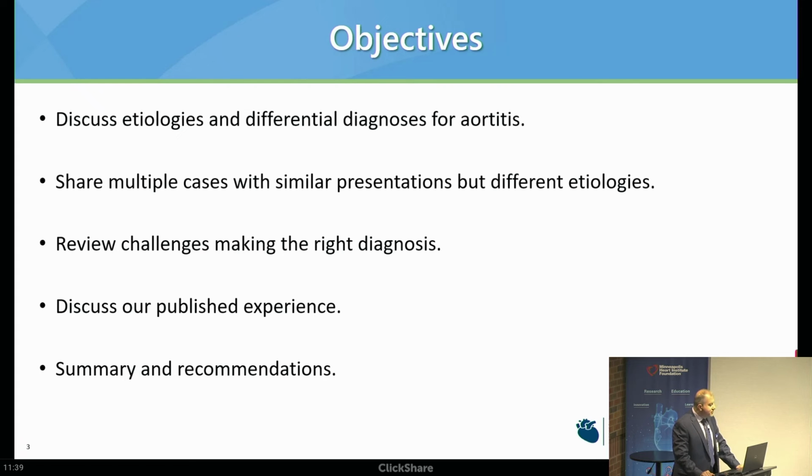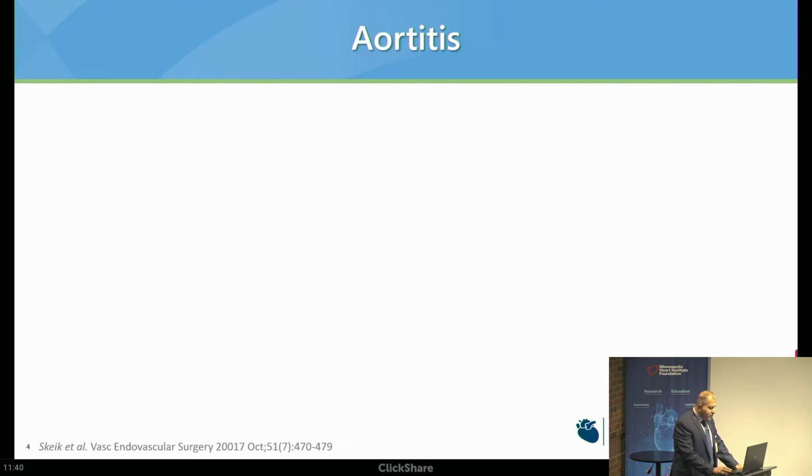So the objectives of this talk is to discuss different etiologies and differential diagnosis of aortitis. We're going to share multiple cases, most of which are from my own practice. And we're going to show how these patients present very similarly with similar blood work and imaging findings, but definitely they have different etiologies and different management. And we're going to share some thoughts about how the diagnosis could be very challenging. And we're going to also discuss some of our published experience, and we're going to finish up with some of our recommendations.